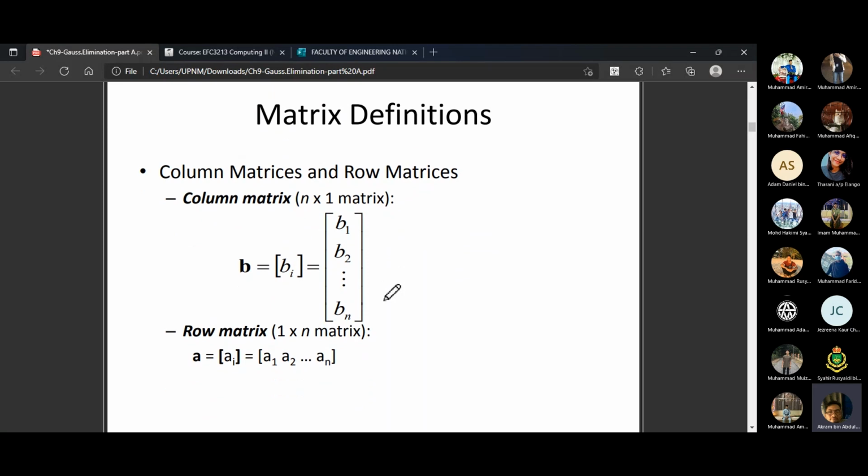We also have what we call a column matrix and a row matrix, which is a single column or single row matrix. The size for a column matrix will always be n times 1, so the matrix will only have one column and multiple rows. The row matrix is the other way around, where the row size will always equal 1 and we will have multiple columns. So it will look like this.